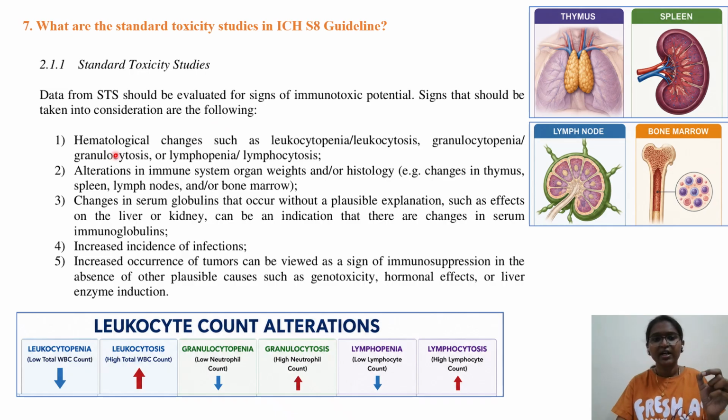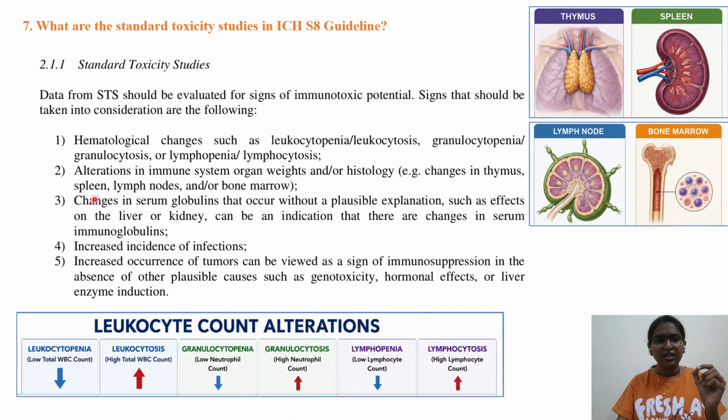First, hematological changes. If you have performed any blood parameters, you additionally have to look for whether there is any leukocytopenia or leukocytosis. You have to read these terms: penia is a decrease in the cell count, whereas cytosis is an increase in the cell count. Similarly, you have to look for granulocytopenia and granulocytosis, lymphopenia and lymphocytosis. Pause the video and see what the increase or decrease is in these hematological parameters.